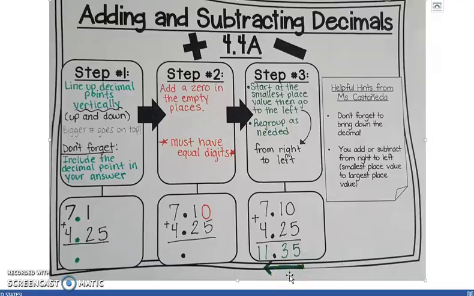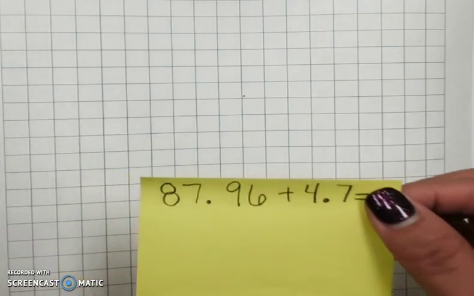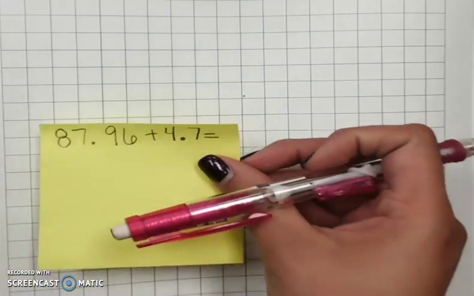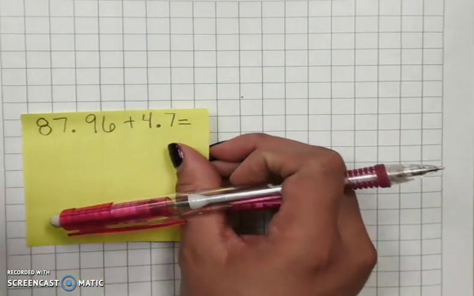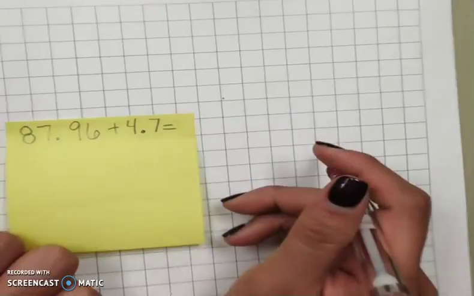Okay, let's go ahead and get started with some example problems. I'm going to start with an addition problem because I always feel like adding is easier. So we're going to start there, and then we'll move on to subtracting. So here's my first problem. Let's read the problem together.